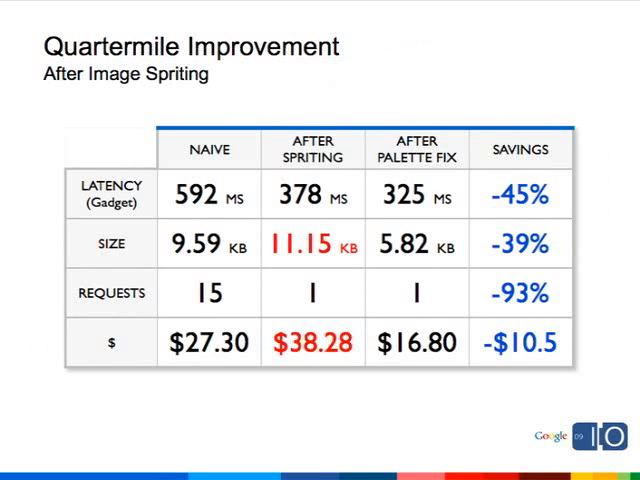So when we applied this image spriting technique to Quatermount, we noticed that latency went down by quite a bit, 45%. And that's a really good saving. However, we also noticed that the size was going up because there's always a little bit of white space in your big image. So the next thing we did is that we optimized the palette of the image file as well. So reducing the palette size means there's less bits stored. And we ended up actually saving quite a bit on the size of it as well. And we went from 15 image requests to just one, which is a big saving indeed.